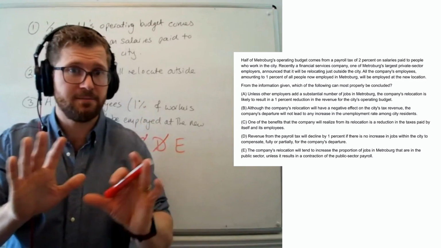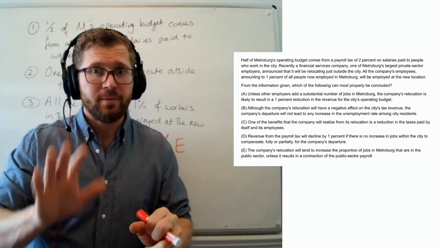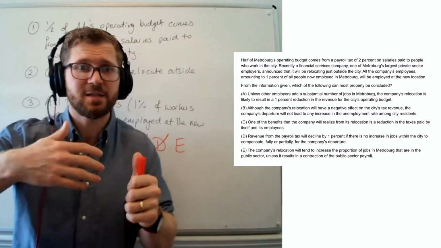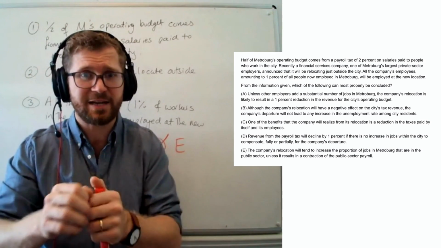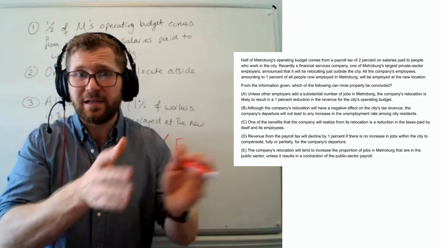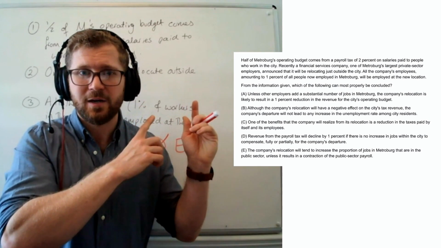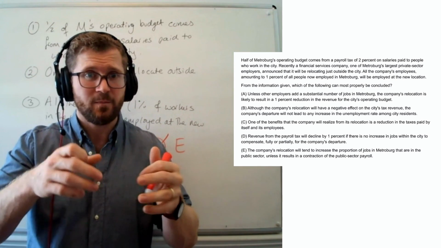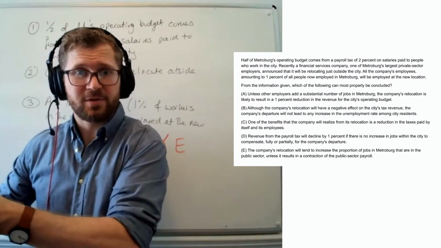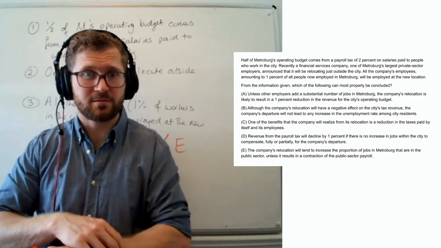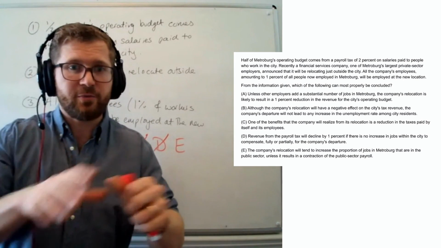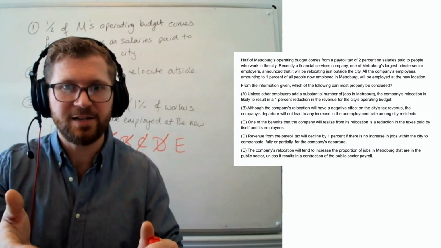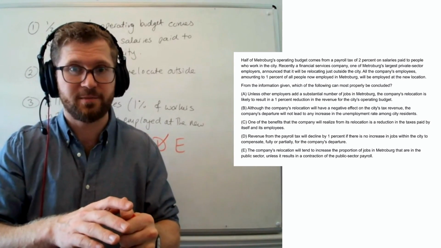It's like, whoa, okay, let's slow down again. Remember that this question was saying which can most properly be concluded. So it doesn't need to be absolutely nailed on, 100% definite. It just needs to sound very likely based on the information in the passage. Okay, so I'm going to take 1% of the jobs within the city based on a private sector firm and move them out of the city. So all those jobs have just gone. If we hold everything else steady, so E says the company's relocation will tend to increase the proportion of jobs in Metroburg.